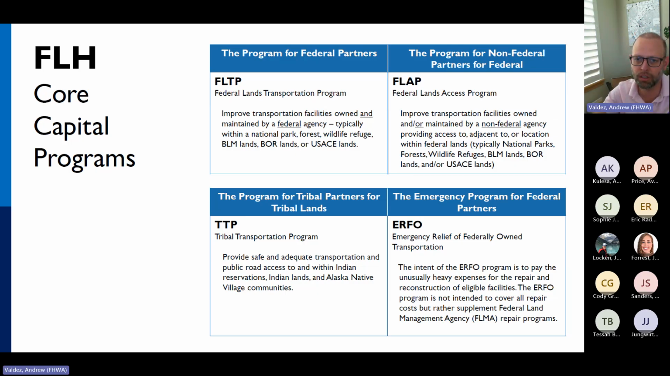FLAP projects are programmed through a call for projects, which will be opening in South Dakota on September 15th. And the owner of the facility or agency that maintains the facility is the one that has to submit the application. So typically this is a state DOT or other local government agency like a county or town. And we also have programs for U.S. federally recognized tribes and emergency federal relief, the Tribal Transportation Program and emergency relief for federally owned or ERFO.